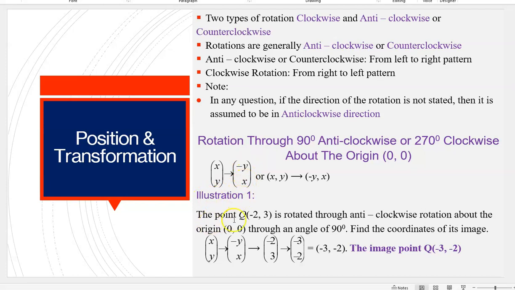Illustration 1. The point Q(-2, 3) is rotated through anti-clockwise rotation about the origin (0, 0) through an angle of 90 degrees. Find the coordinates of its image. We substitute -2 and 3 into the mapping. So (-2, 3) maps to (-3, -2). This is because this is x and that is y, but in the mapping, y is now negative and x is positive. And therefore the image point Q1 is (-3, -2).